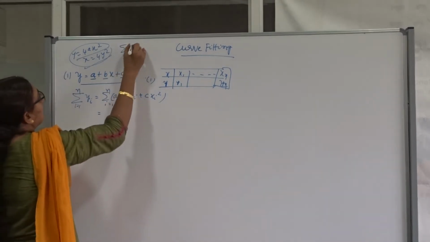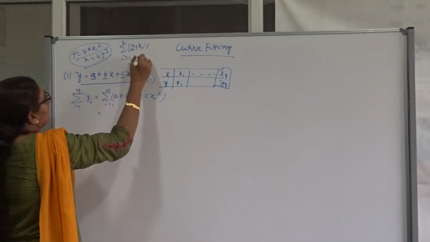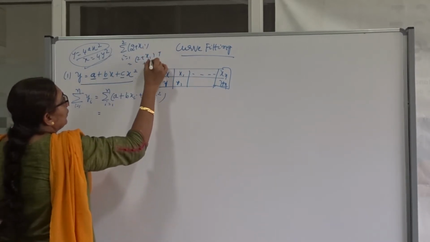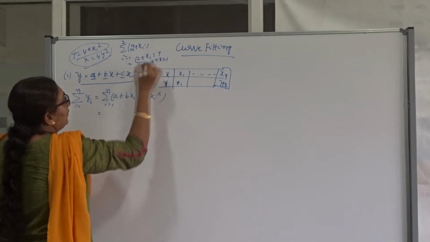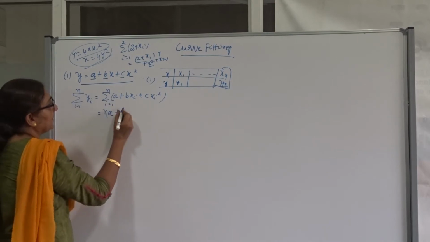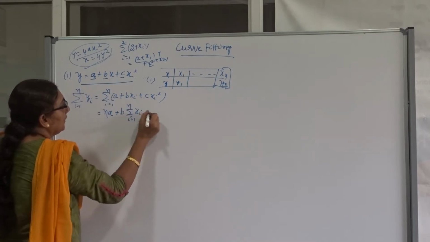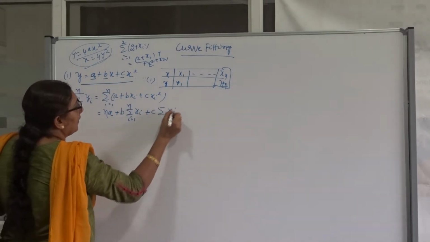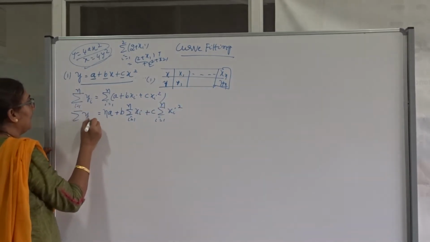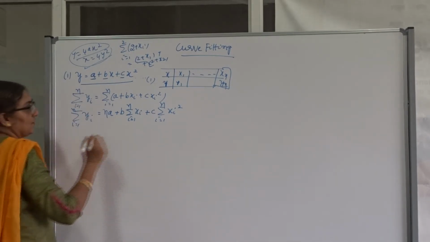For example, summation of 2 plus xi for i is equal to 1 to 2. What is it for i equal to 1? 2 plus x1. For i equal to 2, 2 plus x2. Therefore 2 is repeated how many times? 2 times. Like that, a is repeated n times, depending upon how many values you have. b is a constant, so b into summation xi for i ranging from 1 to n, plus c into summation xi square for i ranging from 1 to n. This is one of the normal equations we get from the general equation.